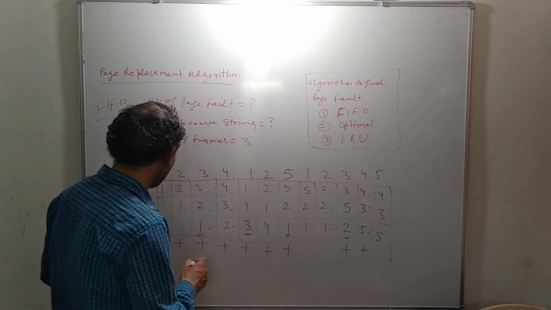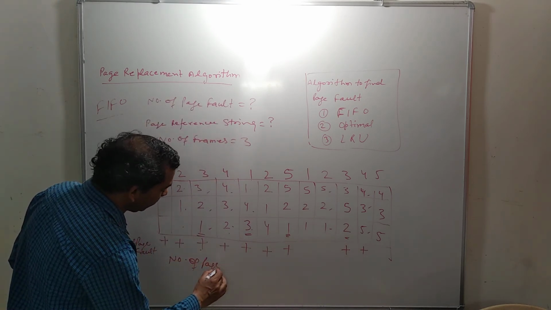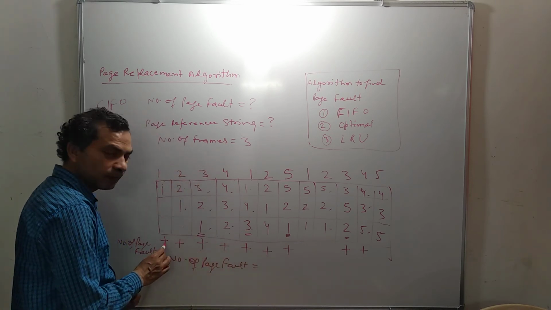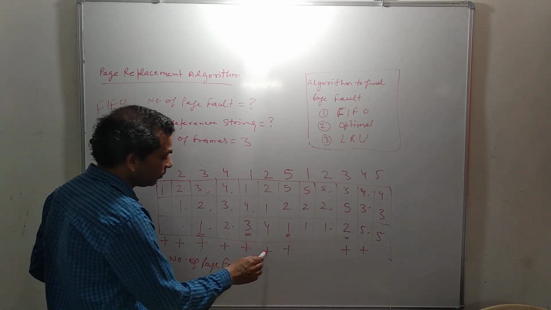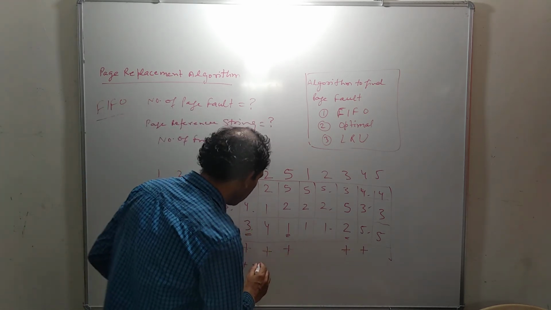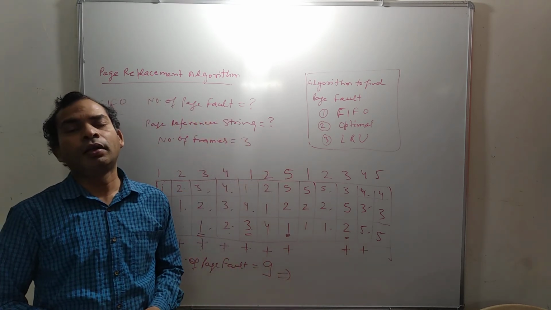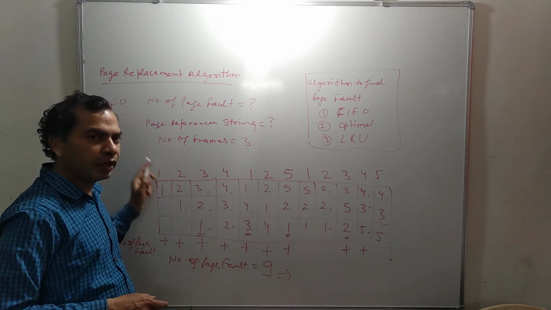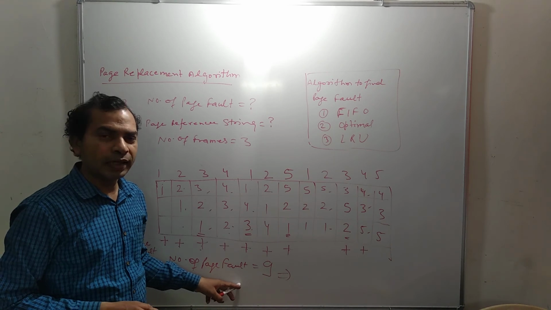Now we have to represent how many page faults there are. So we will count the number of page faults. They are represented here by the plus symbol. So how many plus symbols are there? That is 1, 2, 3, 4, 5, 6, 7, 8, 9. So 9 page faults occur here, and this is the first in first out algorithm, and by using the first in first out algorithm we can calculate the number of page faults in this style.